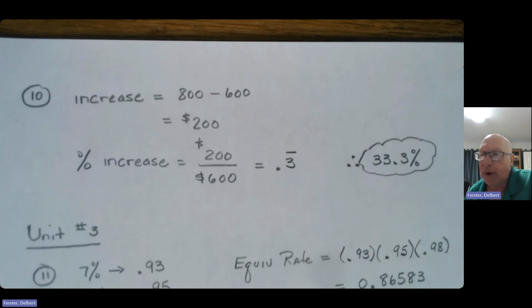To the nearest tenth, 33.3%. If you're not afraid of fractions, you could list it as 33 1/3%. That would be exact. I certainly would mark that correct as well.